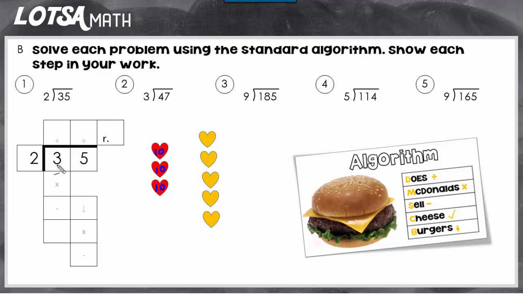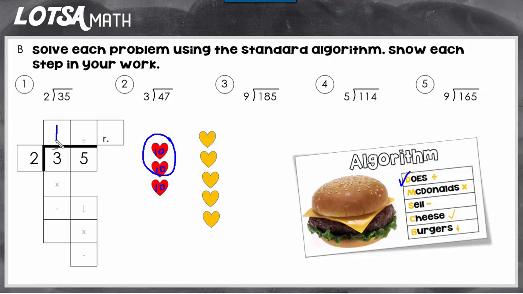So let's start with the first one, the 3. Even though it has a value of 30, we're just going to think about them as 3 hearts worth 10 each. And we're going to divide them by 2. So I'm going to do my first step and divide the hearts into groups of 2. So I've divided. I'm going to write my answer right above the 3. I had 1 group of 2.